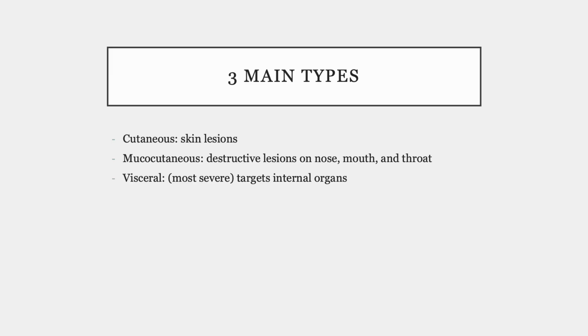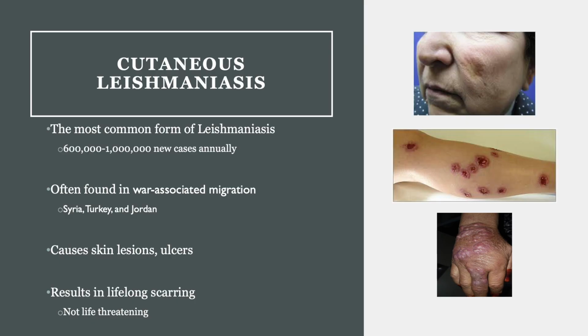The three main types of diseases that this parasite causes are cutaneous leishmaniasis, which causes skin lesions, mucocutaneous leishmaniasis, which causes destructive lesions on the nose, mouth, and throat, and visceral leishmaniasis, which is the most severe and targets the internal organs.